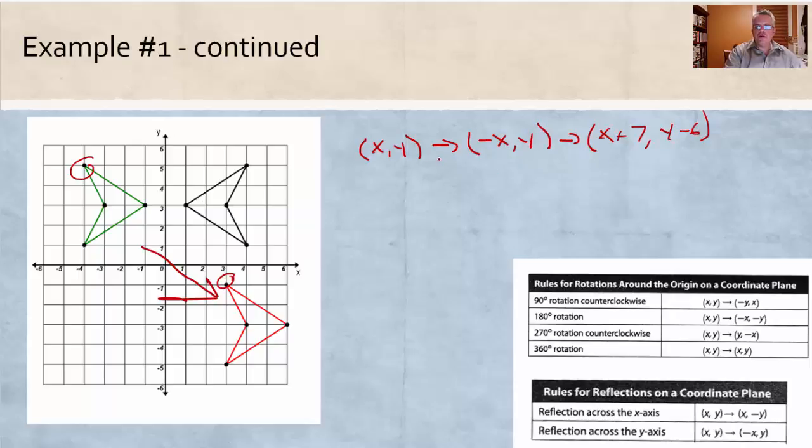So there's our reflection over the y-axis, and here's our translation. And it was along the vector 7, negative 6. So see the relationship between the vector and the rule? The vector tells me what we add or subtract to x and y.